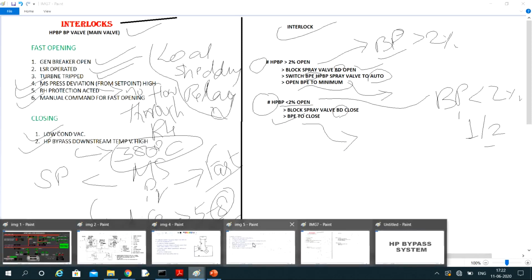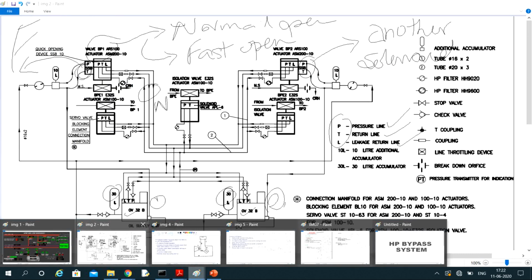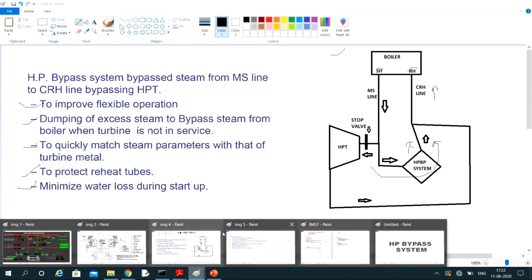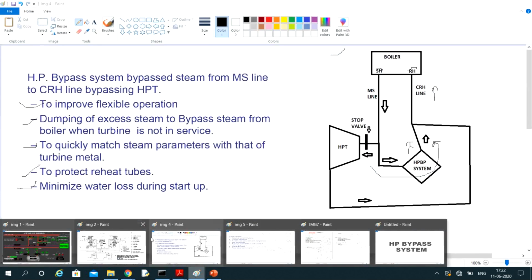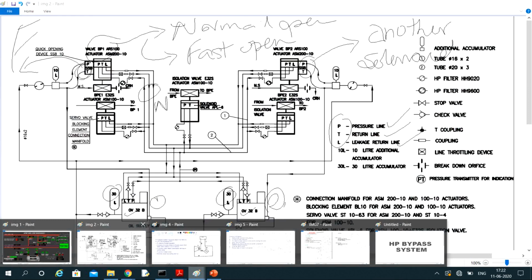So I hope you got the idea of the HP bypass system. We talked about the functions, and we talked about the basic diagram of the HP bypass as illustrated here. You can go through this diagram, where you can see BP1, BP2, BD and the oil supply systems. Also we talked about the functions of the HP bypass and the oil systems.